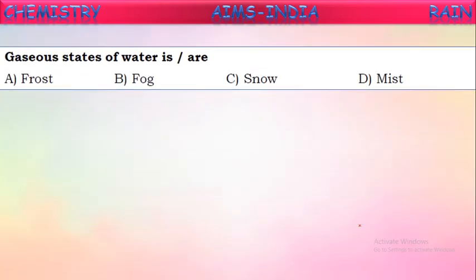Right. Next one. Gaseous states of water are. See here, some states of water are given. Out of these, identify which are in the gaseous state. Frost or hailstone come under solid states. Fog? Yes, it is gaseous state. Snow is also a solid state. Fog comes under gaseous. Even mist is a gaseous form of water. So fog, mist and water vapor are gaseous forms of water. So these two are correct answers.